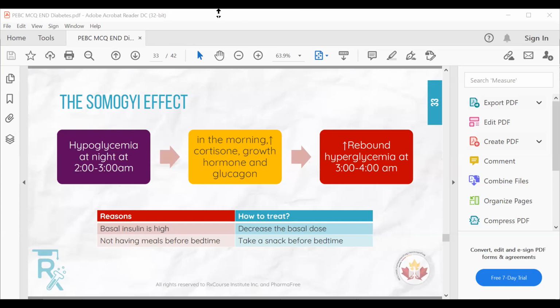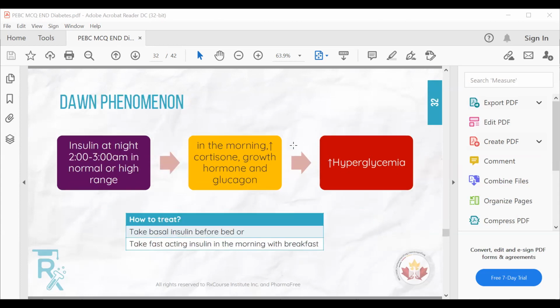For insomnia, as dealing with jet lag. Yes. Okay. So we have the Somogyi effect and we have the dawn phenomenon. Okay. So what happens in the dawn phenomenon?